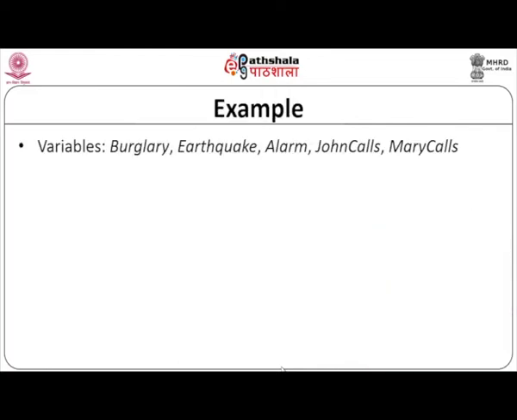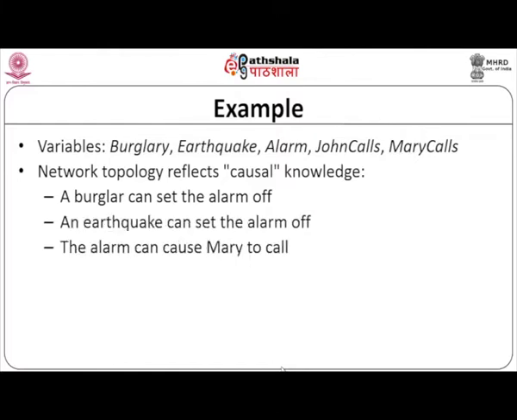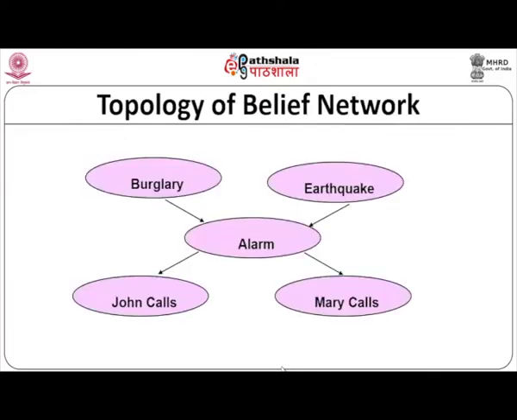So, in our example the variables are burglary, earthquake, because both cause an alarm obviously, and John calling and Mary calling. So, these are the 5 variables, and the network topology reflects the causal knowledge. A burglary can set off the alarm, an earthquake can also set off the alarm, and the alarm can cause Mary to call and can cause John to call. So, here you have the alarm due to burglary and earthquake, and the alarm can cause John and Mary to call. This is the topology of the belief network, a very simple topology.